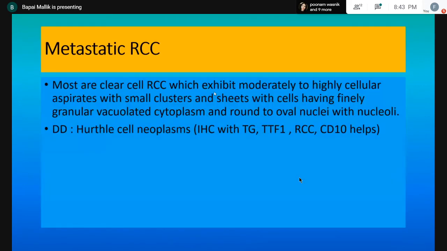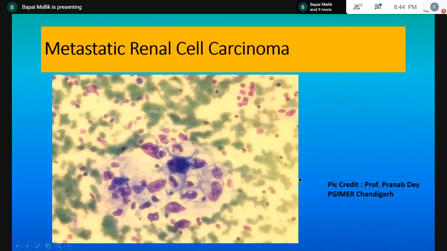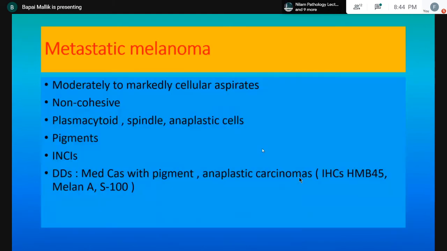I'm going to just rush through them. One tumor which is important, which comes to the thyroid pretty frequently, is metastatic RCC. Of course, when you have a problem, you can use immunohistochemistry: thyroglobulin positivity, TTF-1 positivity should help, along with RCC and CD10 on the other side, in differentiating them from each other. This is a picture of metastatic renal cell carcinoma. Once again, thank you, Pranabda, for kindly providing this slide.